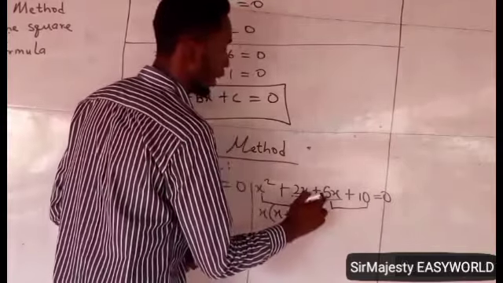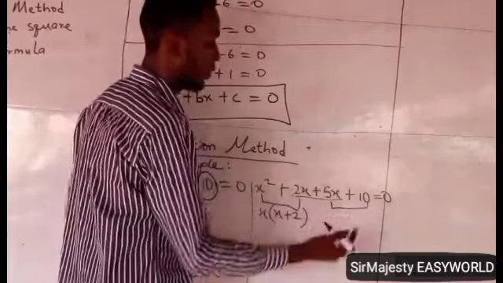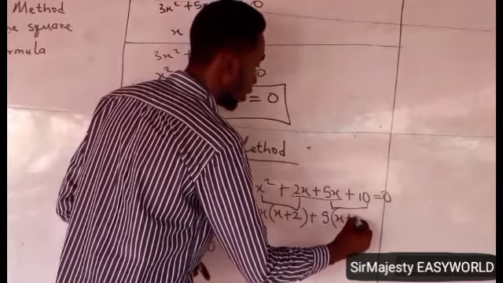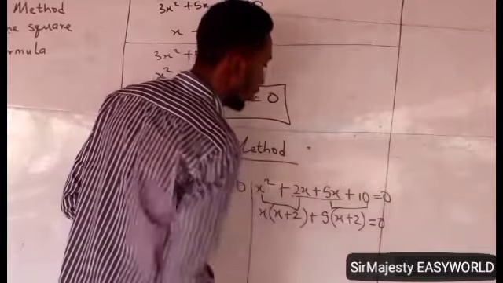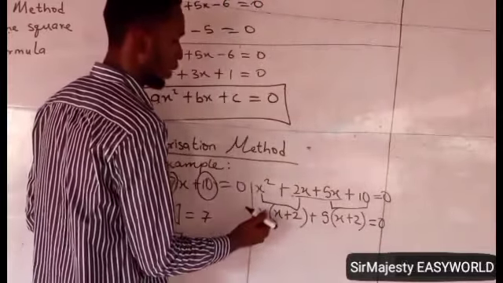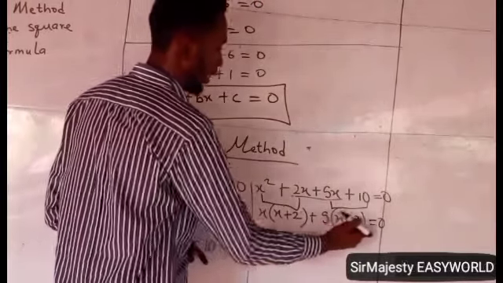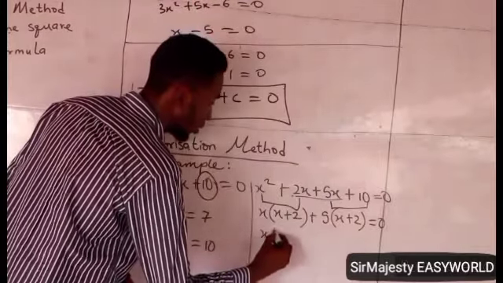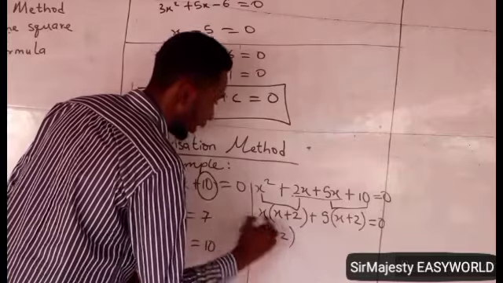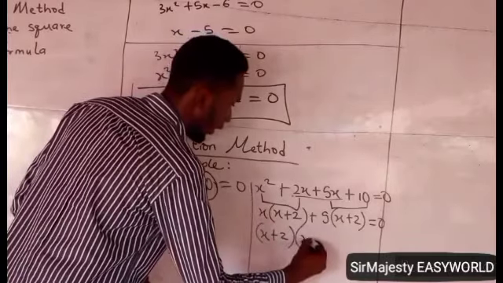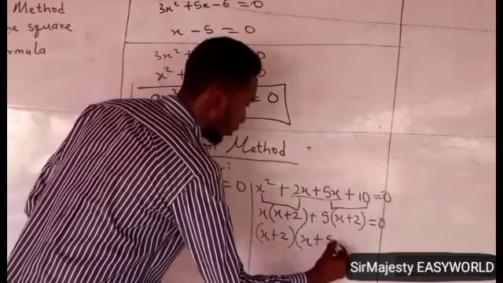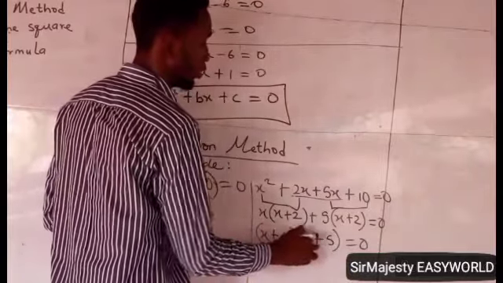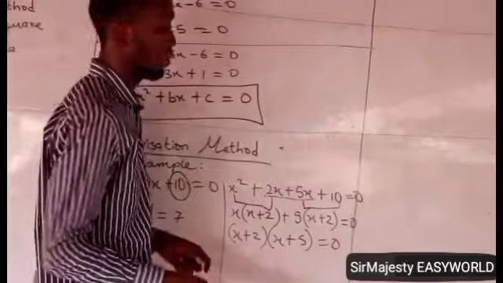Now moving on to this one, what do 5x and 10 have in common? That is 5. So we have 5 times (x plus 2) equals 0. So now you can see that we have x plus 2 on this side and x plus 2 on this side, so we have to factorize again. So we bring out x plus 2 in a bracket. What is left here? x plus, what is here? 5. So we get x plus 2 times x plus 5 is equal to 0.